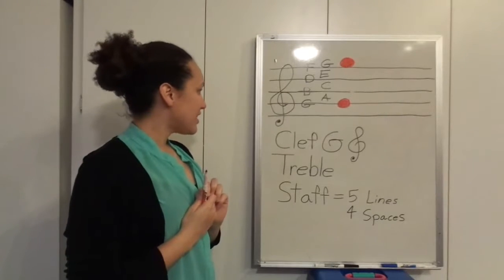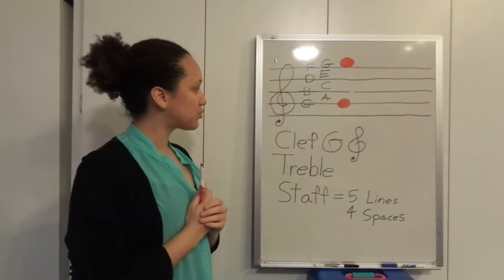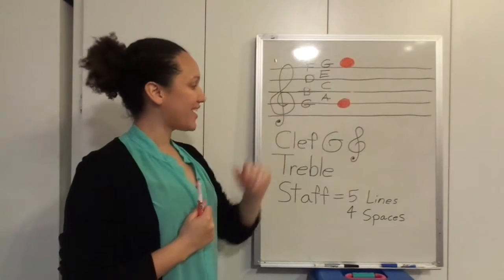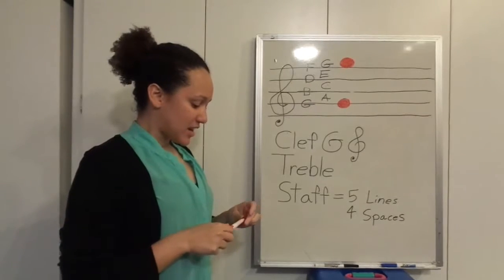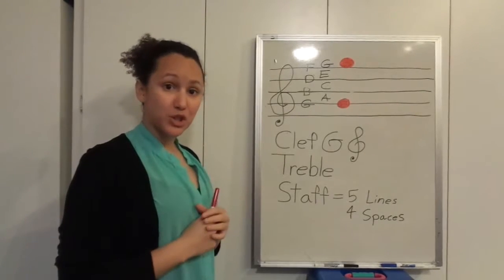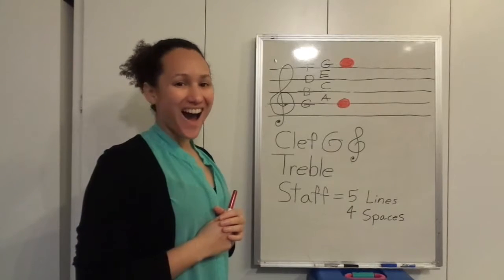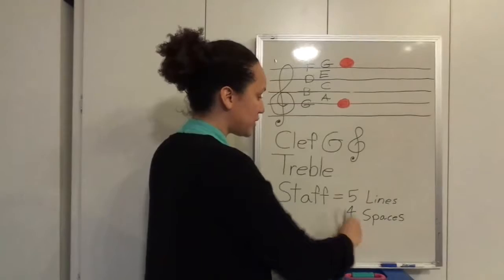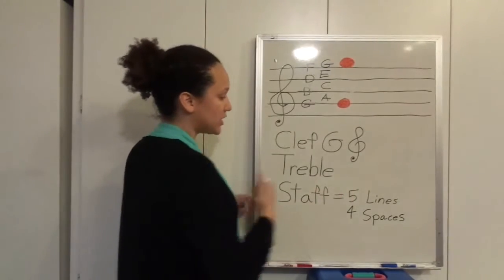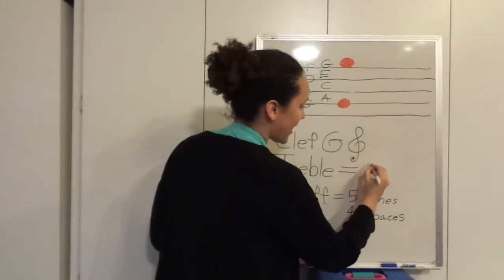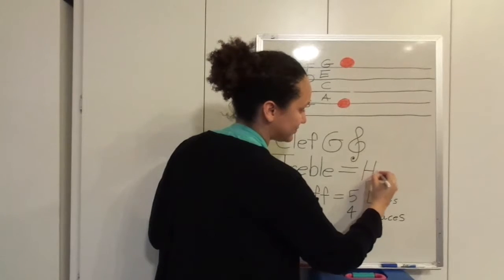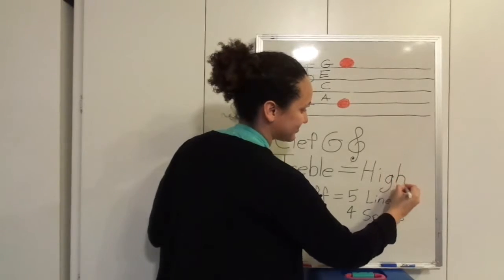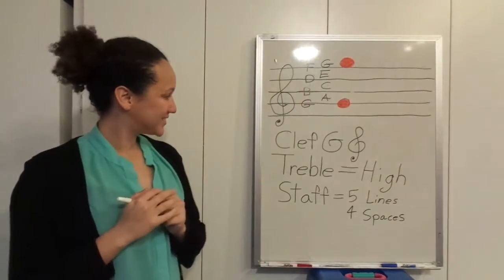That means that there are 2 G's prominently placed on the treble clef. One here and the other there. Now, like I said before, treble is used for high voices, high instruments, and the right hand or the high part of the piano. So we also have a definition for that as well. Treble means high. There we are.